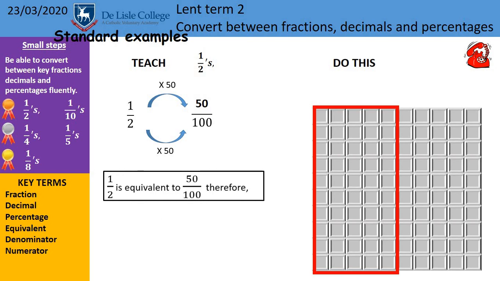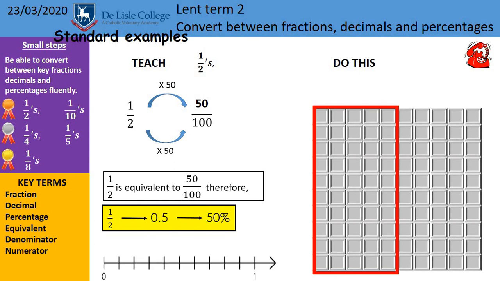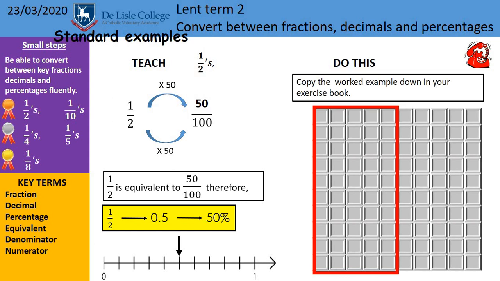Therefore, if we know a half is equivalent to 50 over 100, we should know that a half is equivalent to 0.5 and 50%. If we were to display that on a number line that's perfectly split into 10 equal parts, your arrow would be above the 5th section. Please copy the worked example down in your exercise book and pause the video whilst you do this.